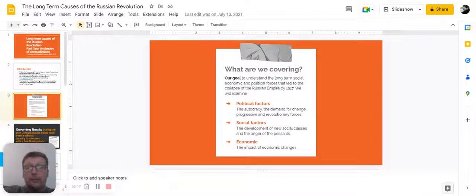So let's look back at political factors. Russia had a system of government that we call an autocracy. It meant that the Russian system of ruling the empire hadn't changed for several centuries, and it was the kind of system of government that you'd have seen in 17th or 18th century Europe before the French Revolution. And the Tsars of Russia were in charge. They were capable of ignoring anything that didn't suit them. They were resistant to democratic change.